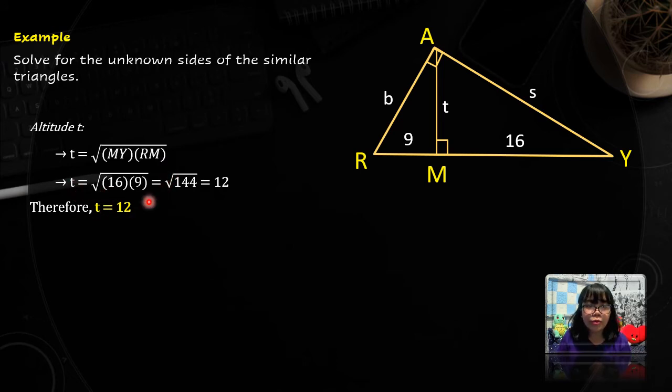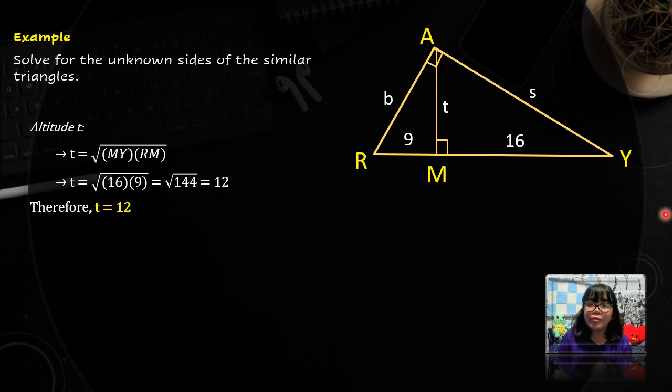T is now equal to, MY is equal to 16, and then RM is equal to 9, so that is the square root of 16 times 9. 16 times 9 is equal to 144. So our t is equal to the square root of 144. Remember, we will be getting only the principal square root of 144, so we will be getting the positive value for this square root. So the square root of 144 is equal to 12. So therefore, t is equal to 12. The altitude of this triangle is equal to 12.